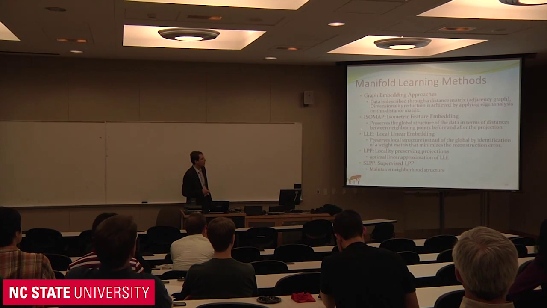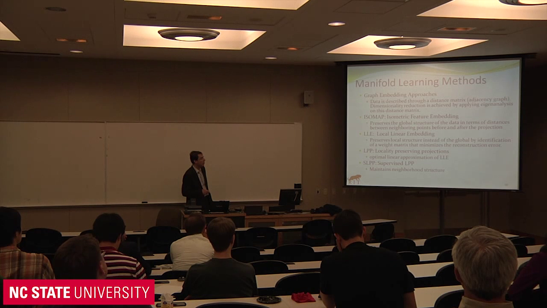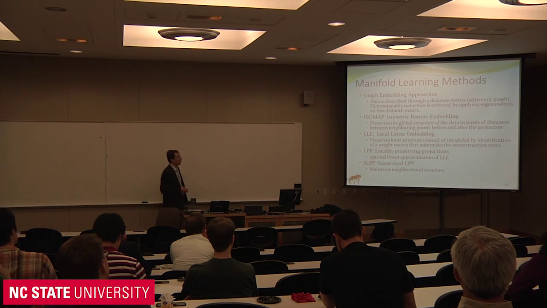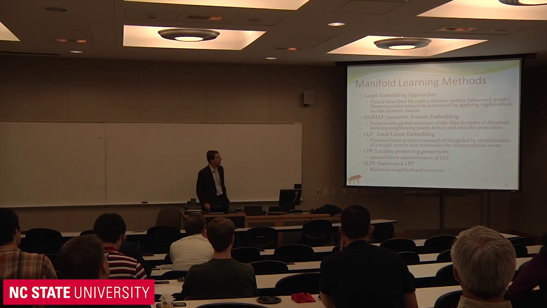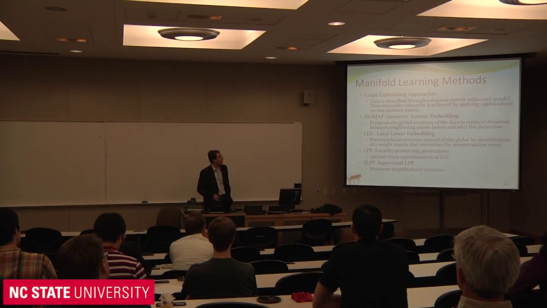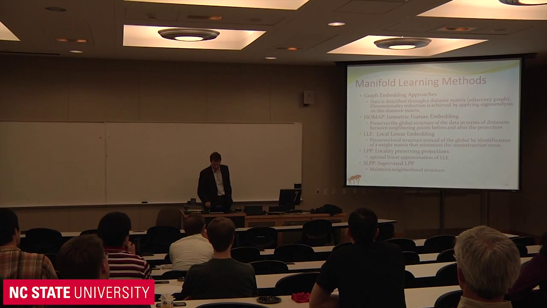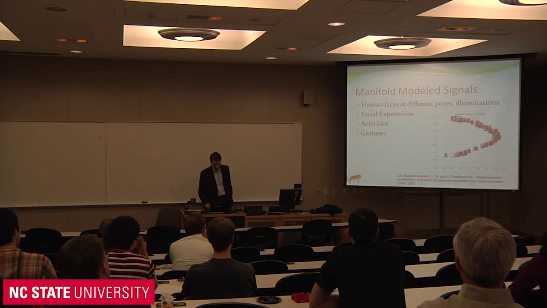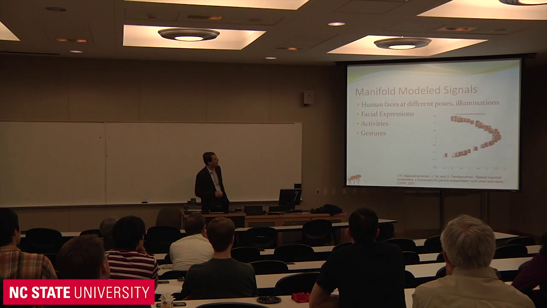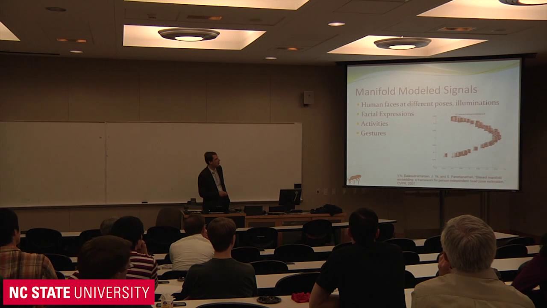Some of the standard ones is the Isomap. That's more of a global approach. Local linear embedding, that's more of a local approach, or locally preserving projections and so forth. And we've tried a few of them. Now, they're all nice, and I'm going to show you some results. This is how the face pose would change. This is the neutral pose, and this moving on one side, this moving on the other side.